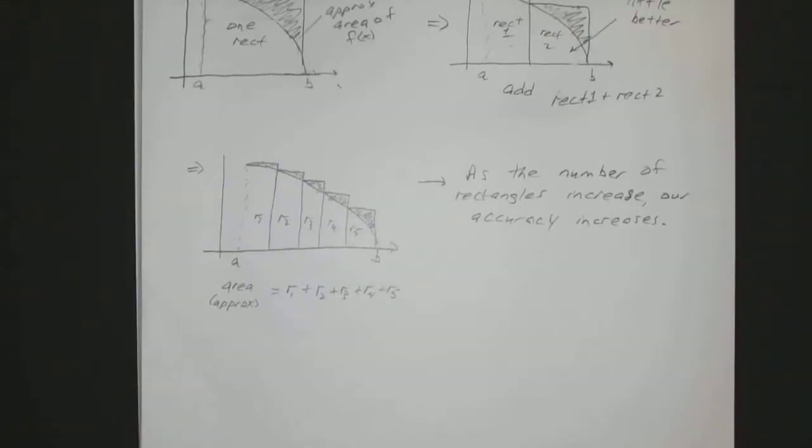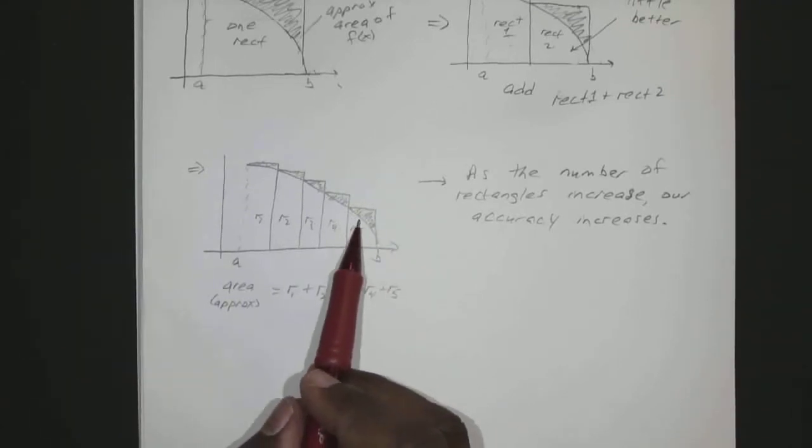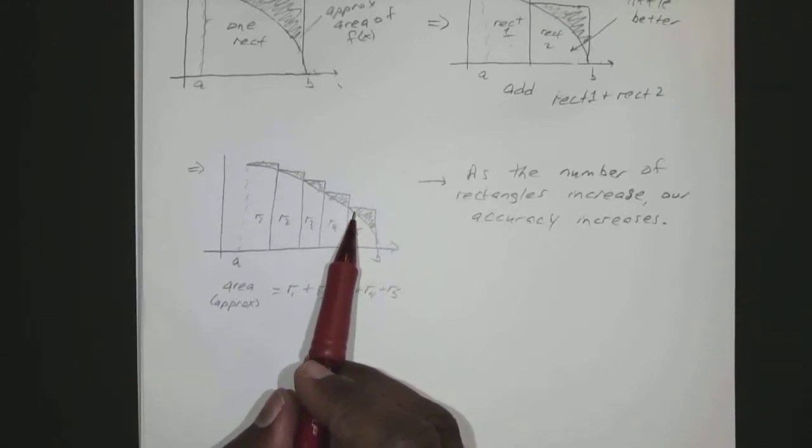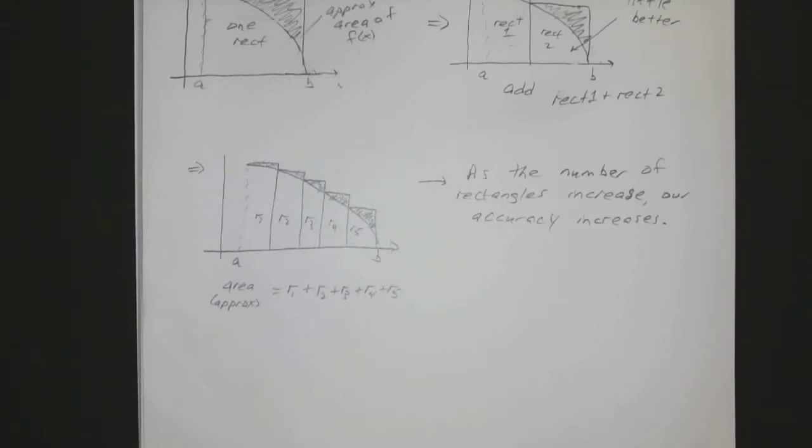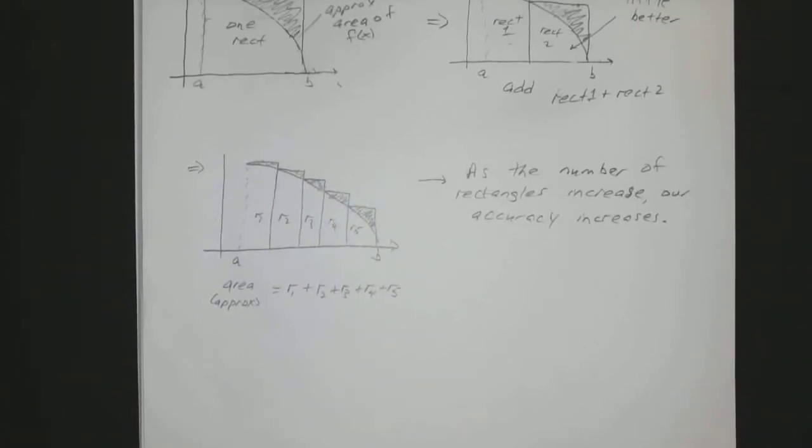So you can imagine if you had 1,000, 10,000, 100,000, 1,000,000 rectangles, you'd get really, really close because the amount of space over would just be a little bit. So you'd be so close that that little bit of space won't make a difference.